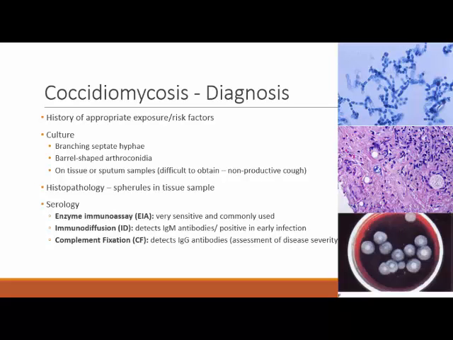For the diagnosis, again, you need to have appropriate exposure and risk factors. On culture, you'll see branching septated hyphae, which is the upper picture, and those are supposed to look like barrels, I suppose. On tissue or sputum samples, oftentimes it's difficult to obtain sputum samples because patients don't always have a productive cough. But if you do have a tissue sample, you will see the spherules in the tissue, which is the second picture.